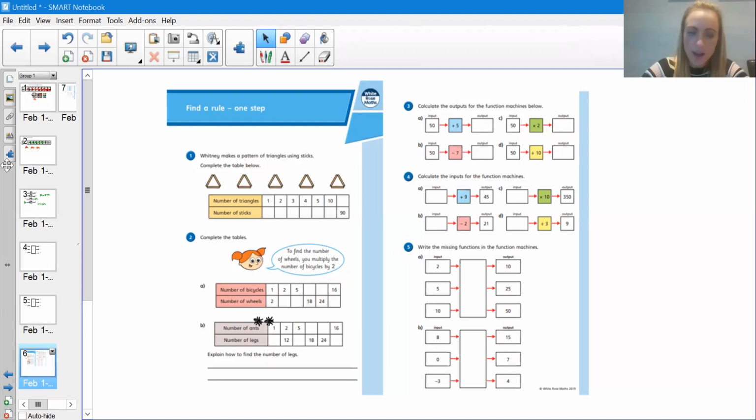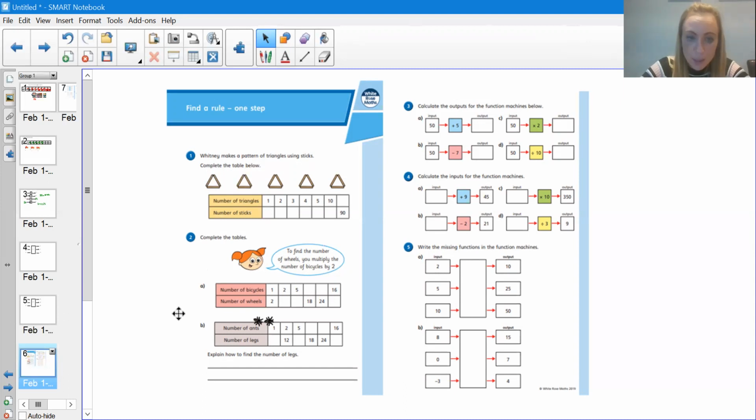So let's have a look together at the sheet. Whitney makes a pattern of triangles using sticks. Complete the table below. You've got your number of triangles along the top and then the number of sticks. In her first triangle, she's used 3 sticks. In every triangle, she will use 3 sticks. So in the first triangle, she's got 3 sticks. Then you need to look at how many she will use in 2 triangles. Can you think of the rule that she's using?